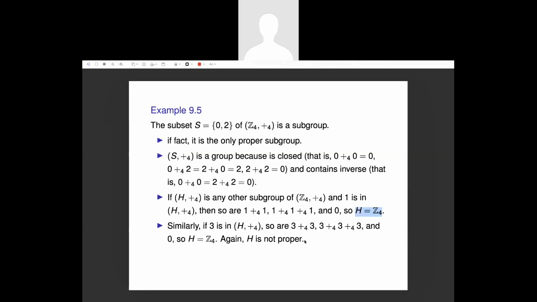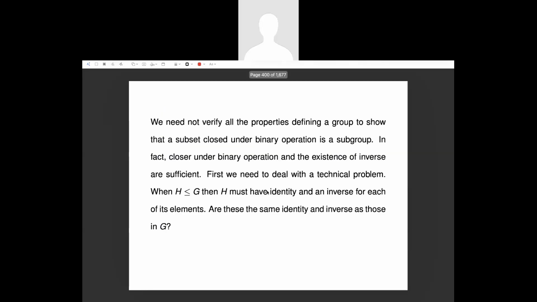So we have only one proper subgroup. The subgroups of Z4 are {0}, S, and Z4 itself. So Z4 has only three subgroups. One is the proper subgroup S, another is the trivial subgroup {0}, and Z4 itself is a subgroup. So this means we clearly have these three subgroups of Z4 under addition.